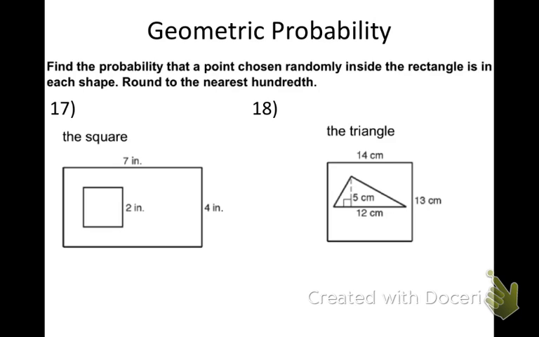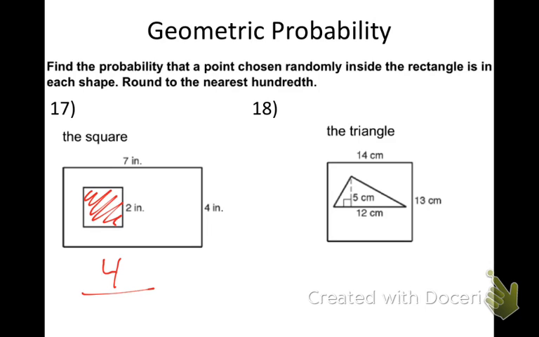So let's look at number 17 here. It says, find the probability that a point chosen randomly inside the rectangle is in each shape. Round to the nearest 100th. So I want to find the probability of hitting that square. Well, first off, I need to find the area of the square. How do you find the area of the square? Area of a square is length times width, or side squared, right? So what's the area of the square come out to be? 4. Yep, the area of the square there is 4.